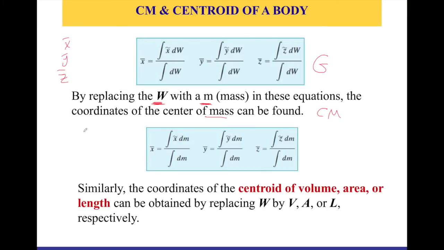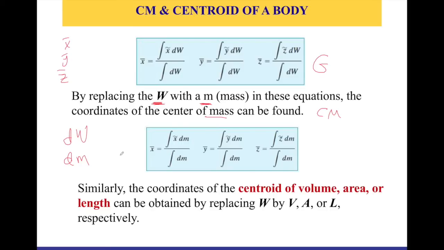All right. So keep in mind, when we have x bar, y bar, z bar, those are the coordinates of the center of mass or center of gravity. X tilde, y tilde, and z tilde are the coordinates of the dW or the dm, which is the infinitesimal small amount of weight, or the particles that make the weight, or the particles that make the mass.